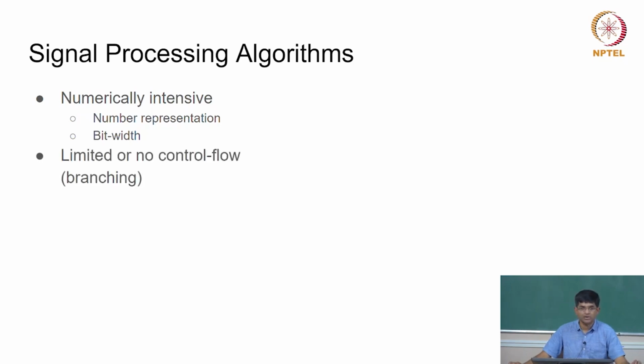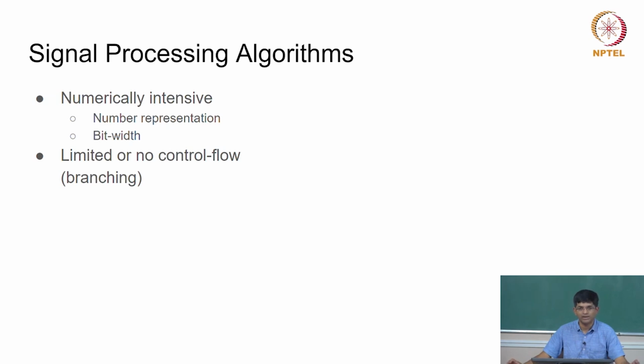Signal processing algorithms also typically have limited or even no control flow. To understand what exactly I mean by control flow, a very simple example in a programming language would be an if statement in a language like C. A sorting algorithm, for example, would definitely have some kind of statement that says if A of i is less than A of j, then swap or don't swap, right. So that if condition is essentially some kind of control flow.